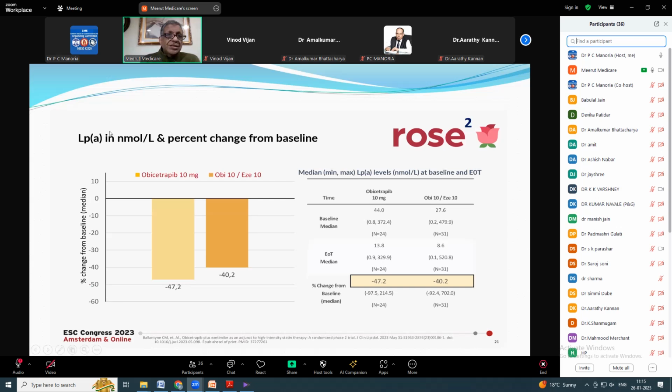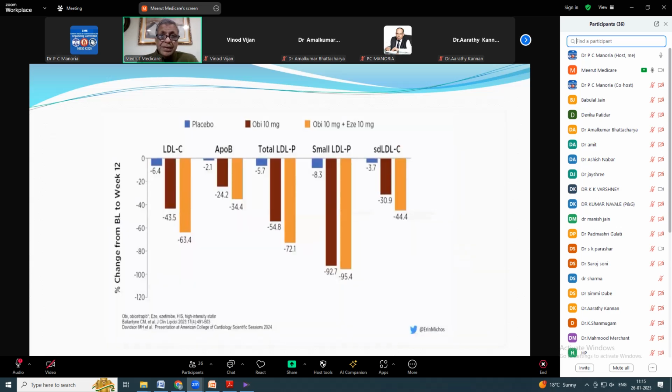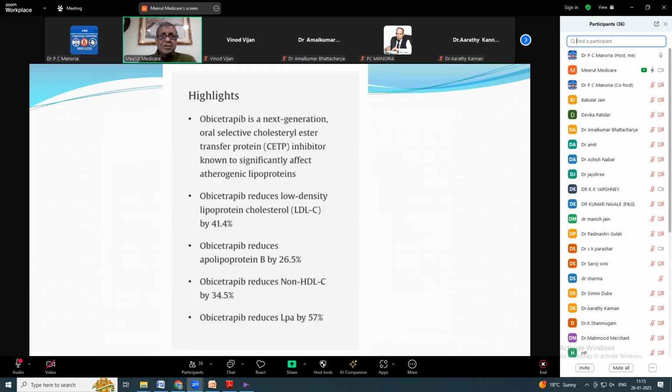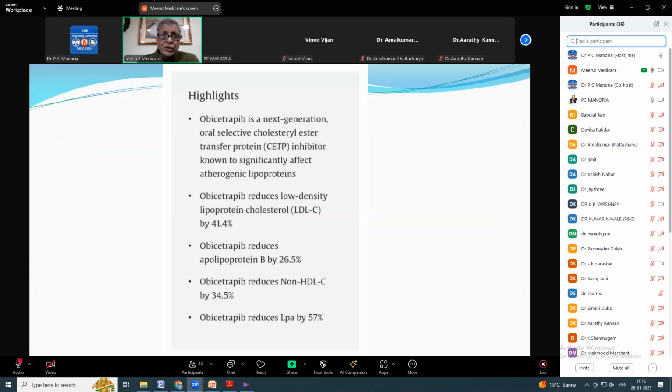LPA reduction, it is in nanomoles, as talked about by Dr. Piyush: 10 milligram, 47%, and obicetrapib is 40%. So this is a drug which is giving us add-on value on LPA. If I summarize, with 10 milligram obicetrapib and ezetimibe, everything is favorable, and you have a 95% reduction in small dense LDL particles, which is not done by any other drug. So this is a summary, and it shows that this drug is going to have a big future.